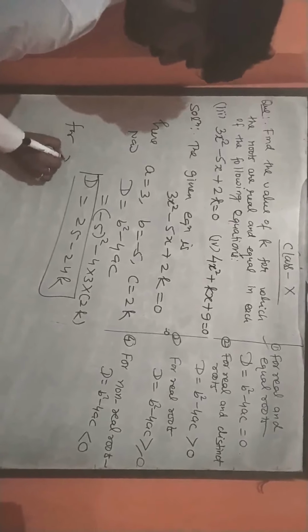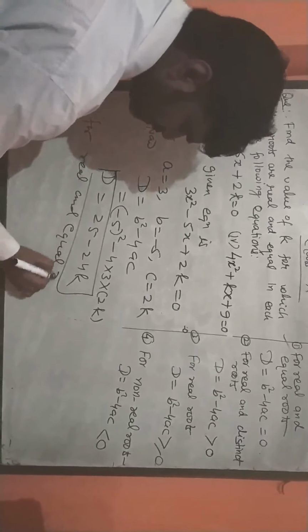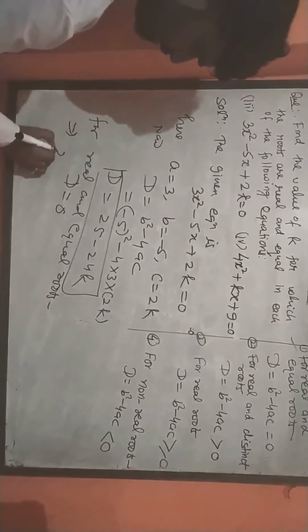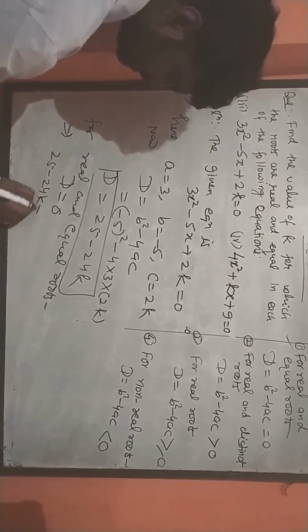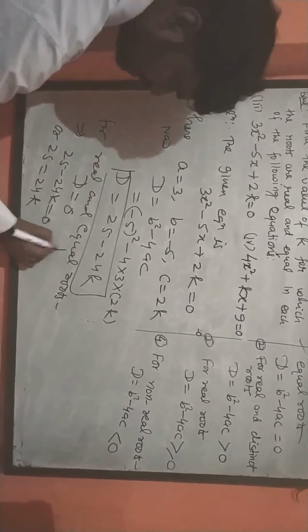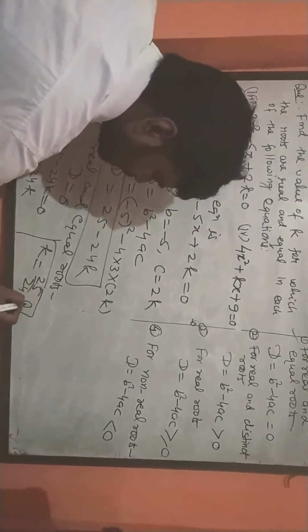For real and equal roots, again we know that D equal to 0. This implies that 25 minus 24k equal to 0, or 25 is equal to 24k, or k is equal to 25 by 24. This is our required solution.